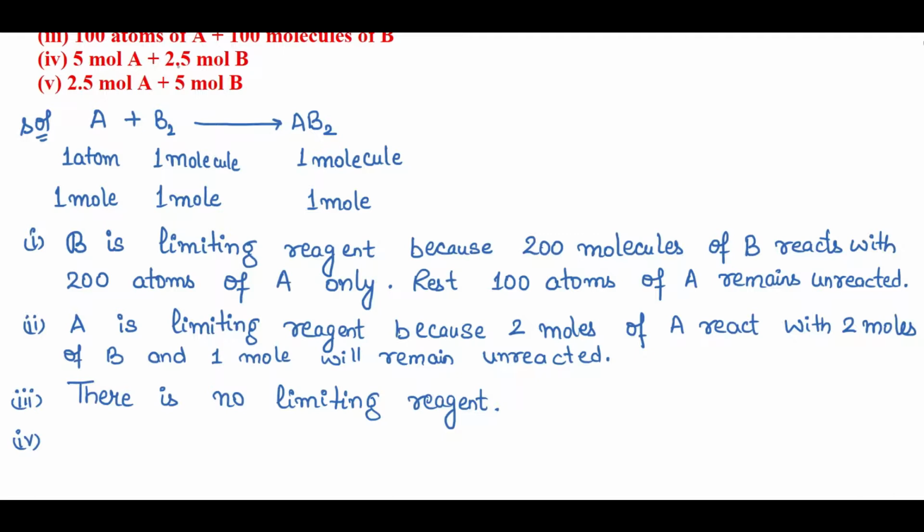5 mole of A reacts with 2.5 mole of B. Now in reaction again, 1 mole is reacting with 1 mole of B2. That means 2.5 mole of B will react with 2.5 mole of A, and rest 2.5 mole of A remains unreacted. So B is limiting reagent.